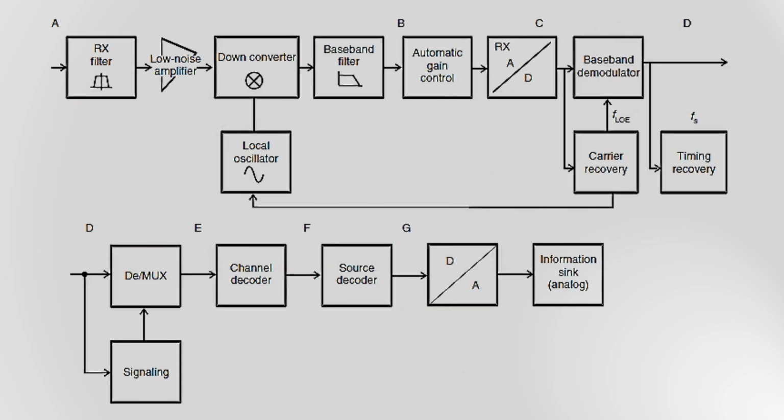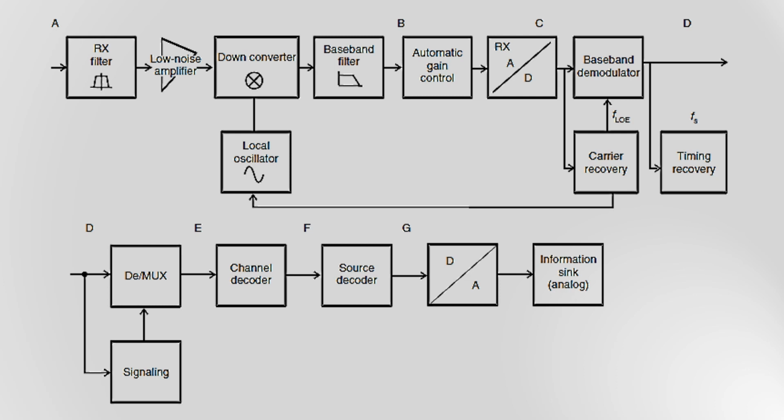So this is a block diagram of a digital receiver chain for mobile communication. The first block we have is the RX filter. Then it will be down converted. Then you have a baseband filter. Then you have an AGC, that is automatic gain control. Then you have the A to D converter, which is analog to digital converter, where analog signals are converted into digital signals. And then we have the baseband demodulator. The baseband demodulator is controlled by the carrier recovery unit, which tells what frequency has to be used.